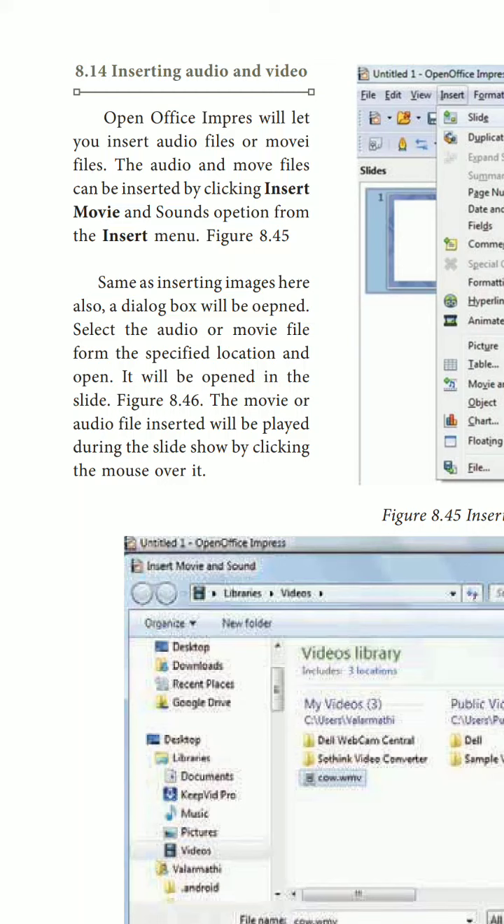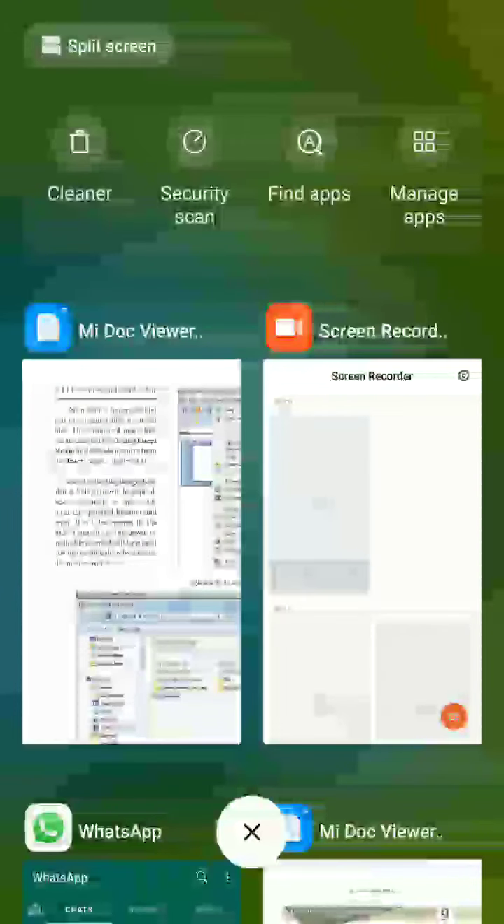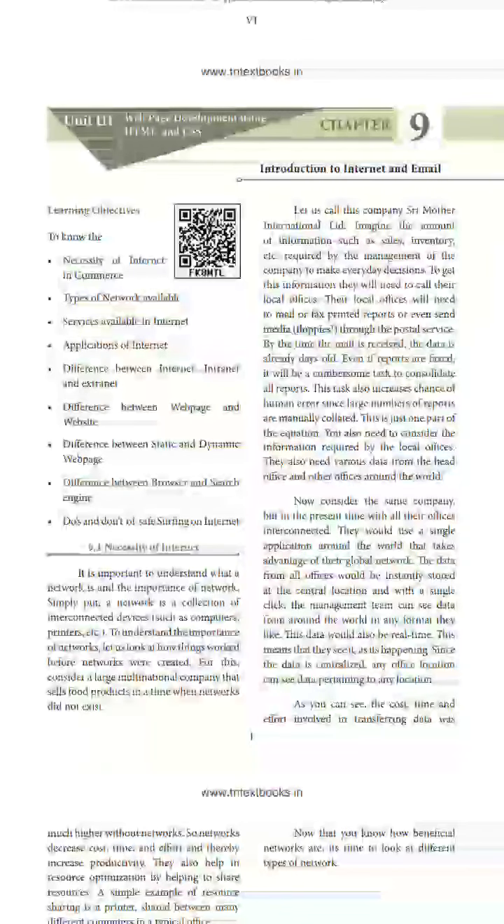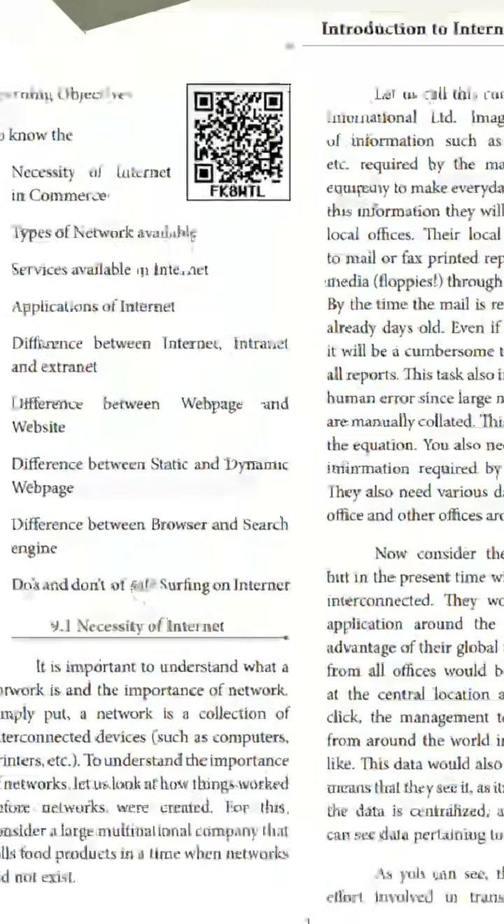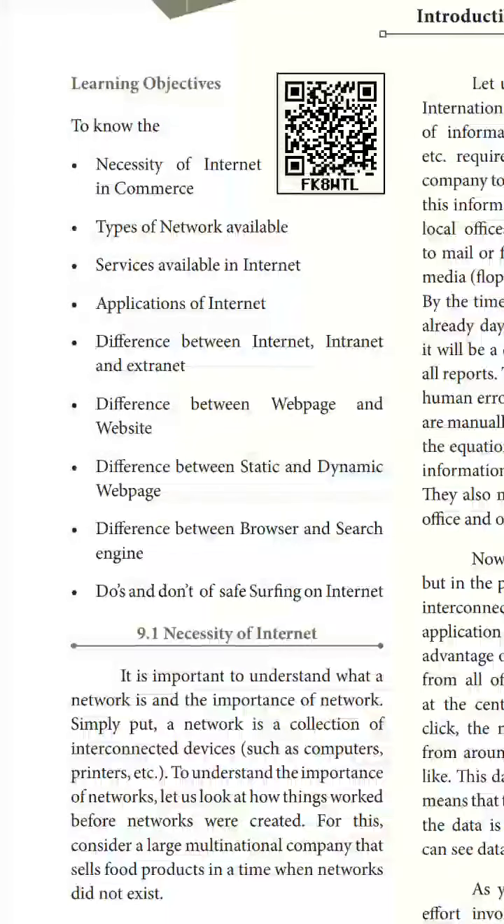Okay, so this is the end of this chapter. So we'll move on to the next chapter, which is chapter 9, introduction to internet and email. Okay, so this comes under unit 3. In this chapter we are going to learn about the necessity of the internet in commerce, how the commerce department is using the internet for their development. That is discussed here, along with the types of network, services available on the internet, applications of internet, and the difference between internet, intranet and extranet.